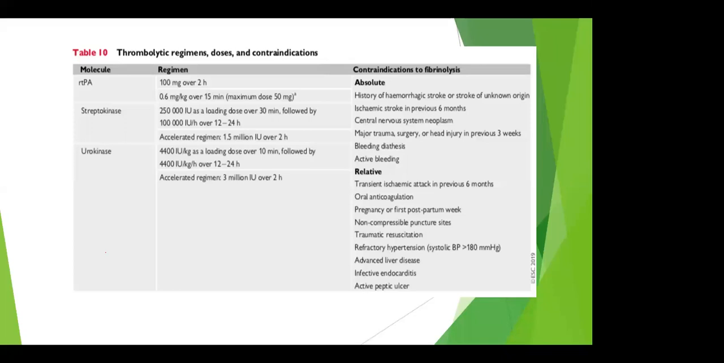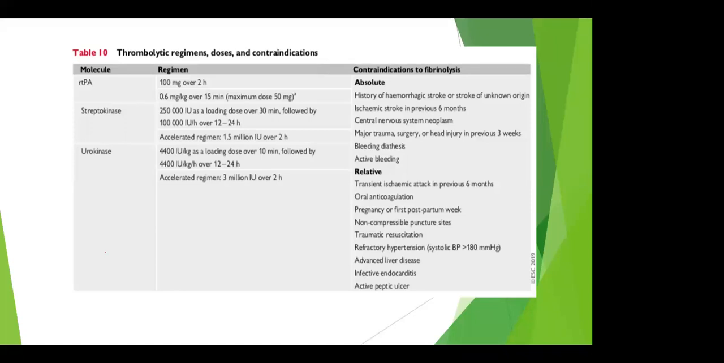Other thrombolytic agents you can use are streptokinase and urokinase, although less commonly used as compared to alteplase. And always before thrombolysis, assess your patients for contraindication to thrombolysis. So you have your absolute contraindications and your relative, much of which we are quite familiar with.